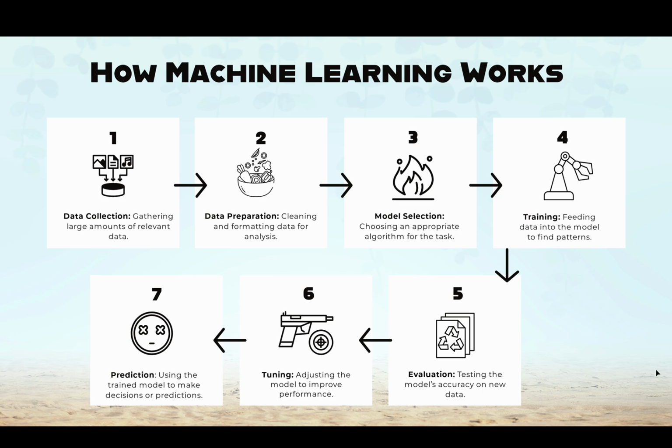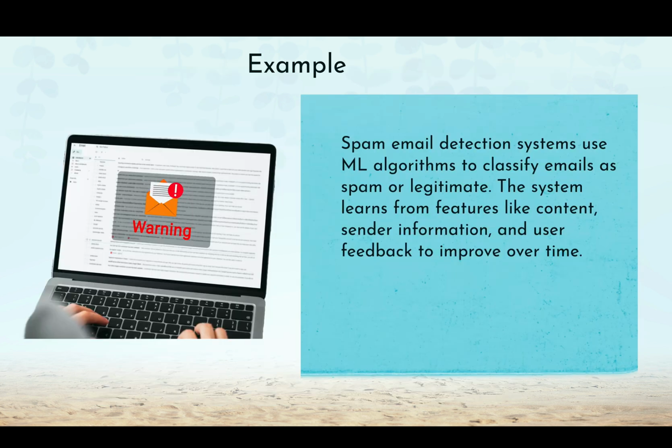It can now process new data, make predictions, classify inputs, or provide insights based on the patterns it learned during training. Example. An example of machine learning (ML) in action is spam email detection systems, which use ML algorithms to classify emails as either spam or legitimate.